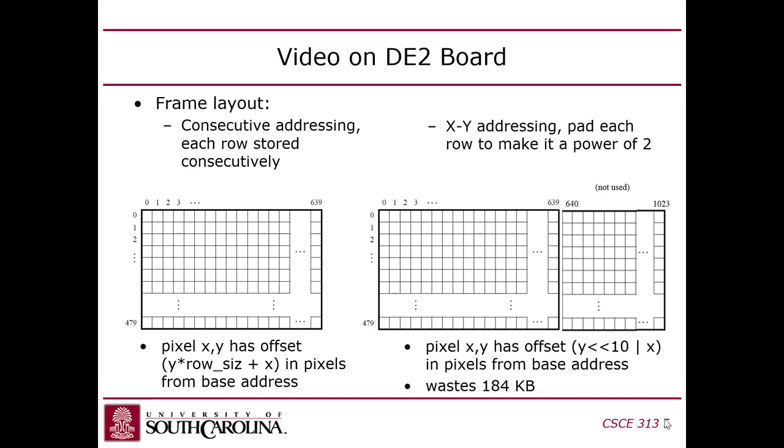So every time I access this thing, I have to do a multiply and an add in order to translate the row and column to an index in the frame buffer. Is this from the base address? Then you would add that to the base address. That's right, the starting base address being the starting address of the frame buffer. Make sense?